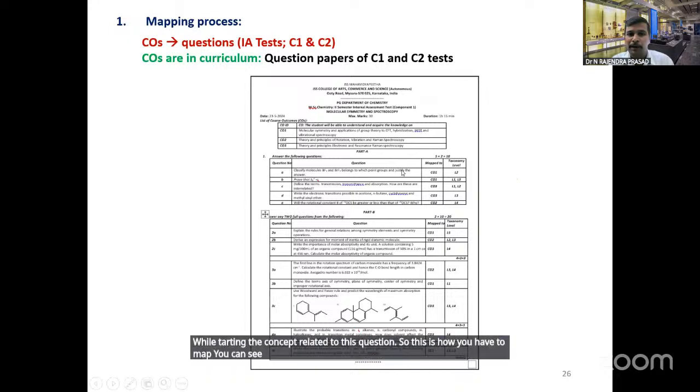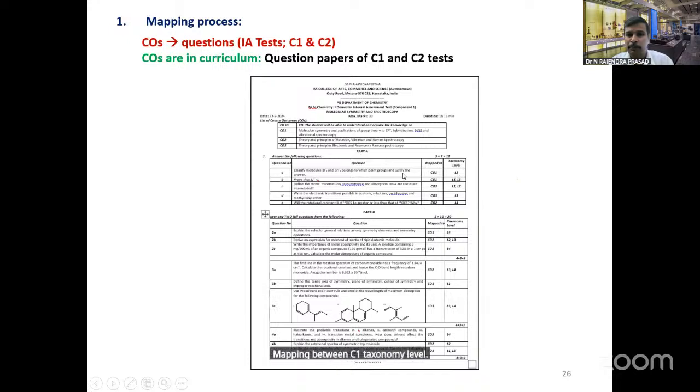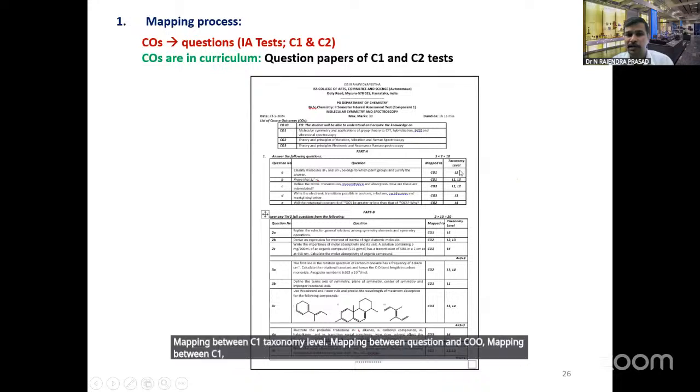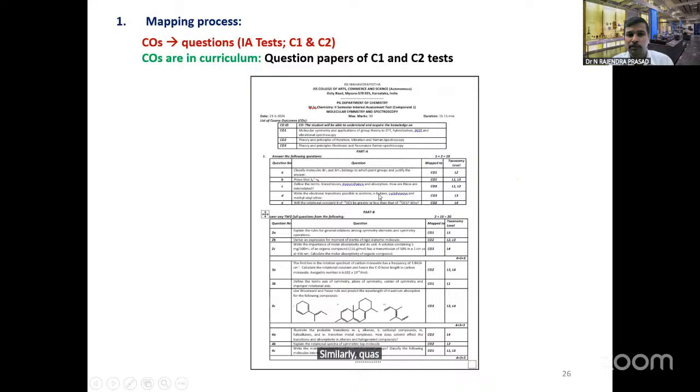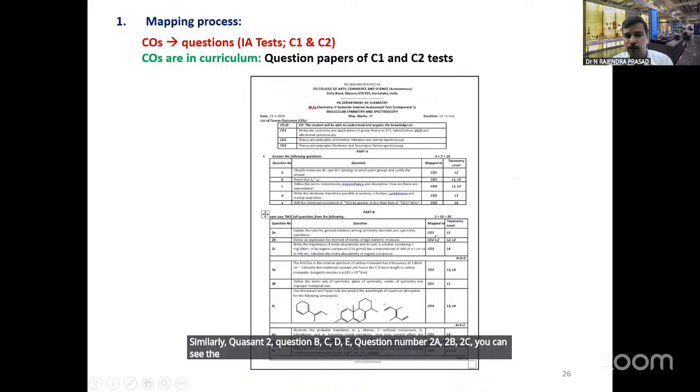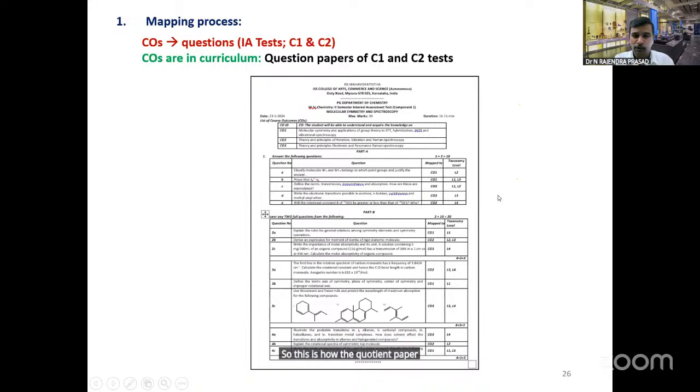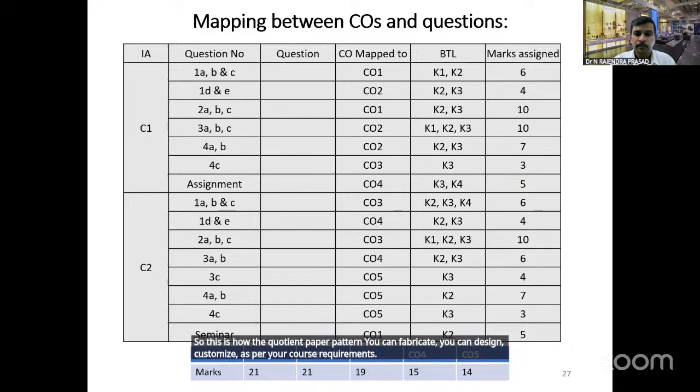You can see the mapping between CO and question, and between CO and taxonomy level. There is a correlation. Similarly for question 2, parts A, B, C, you can see the relevant CO and the specific level mentioned. So this is how you can design and customize the question paper pattern as per your course requirement. You prepare this table for clarity, to make your duty simple.